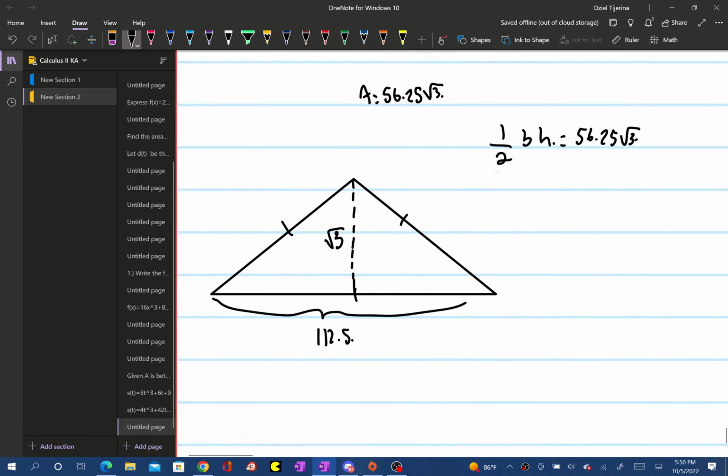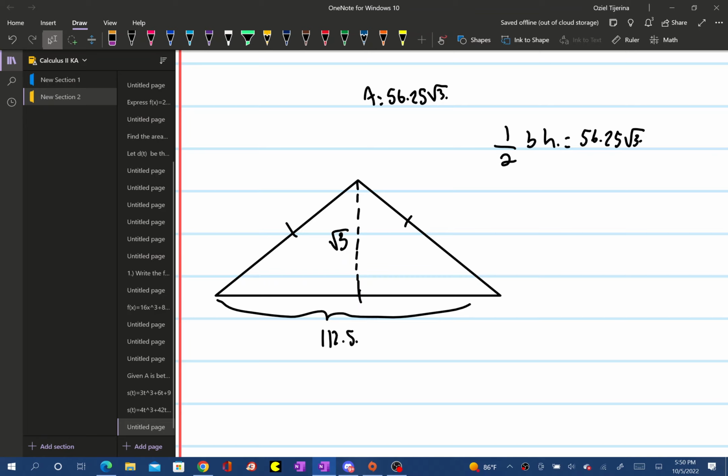Now, it's saying what is the perimeter of this if we're given the area. So, we found the base. The only thing is that we need to divide these two sections. So we need to divide this part and this part, like the whole thing, by 2 to get the lengths of those. So 112.5 divided by 2 is 56.25. Okay.